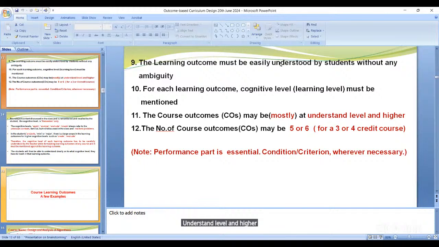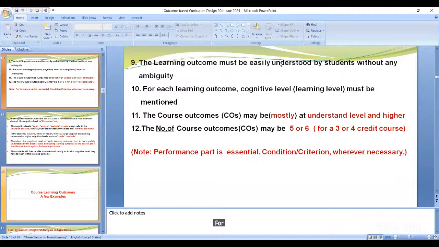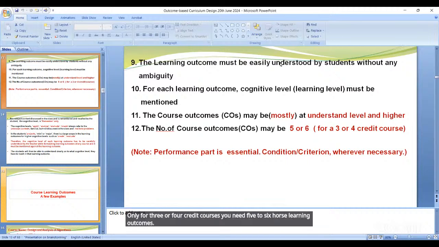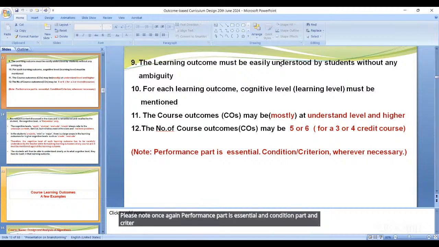The number of course outcomes may be 5 or 6 for a 3 or 4 credit course. You may have 2 credit courses also, like environmental studies, value education, games and sports. For 2 credits course, 3 or 4 course learning outcomes are sufficient. Only for 3 or 4 credit courses, you need 5 to 6 course learning outcomes. Please note once again, performance part is essential and condition part and criterion part wherever necessary.